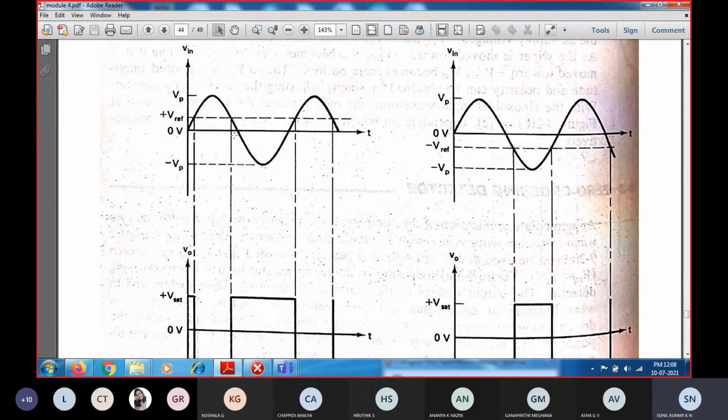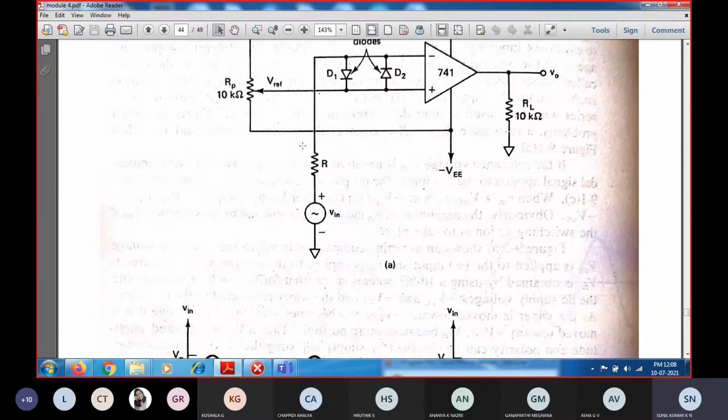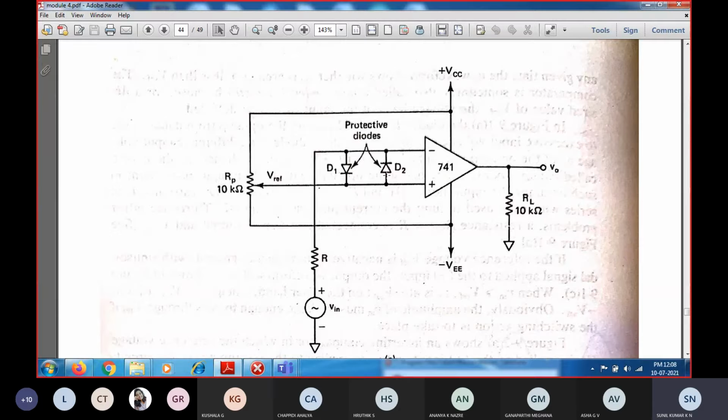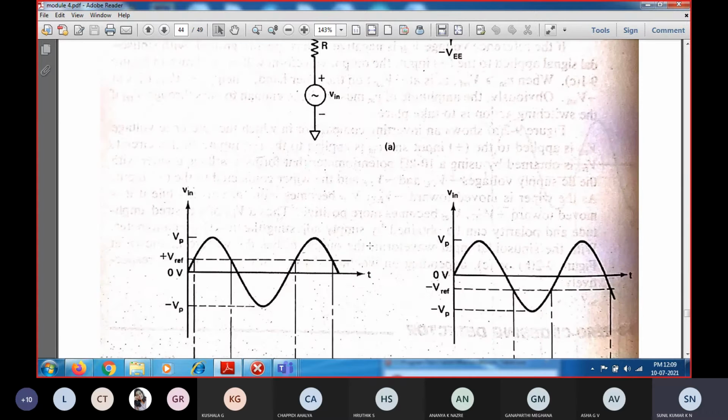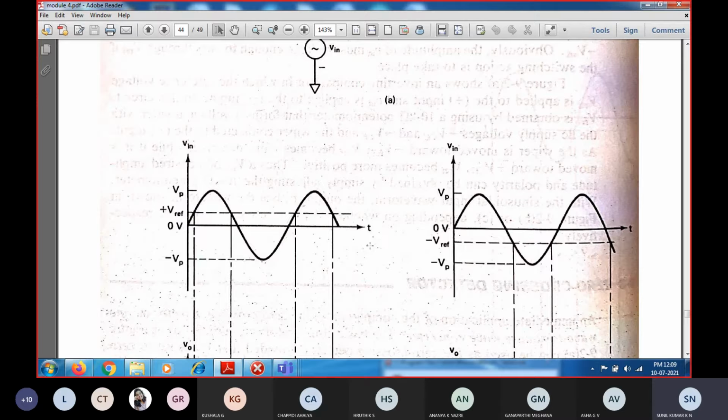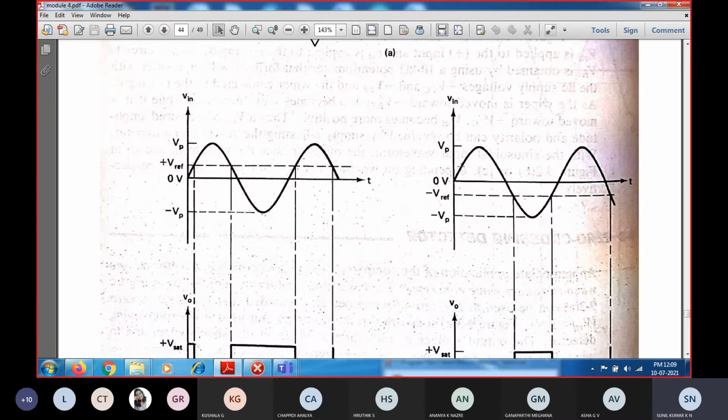Now for the same circuit, if we give a negative reference voltage source instead of this positive one, so if you apply a negative reference voltage, then the circuit will be called an inverting type of comparator. So whenever the input goes below, or becomes more negative compared to the reference voltage, the output switches.